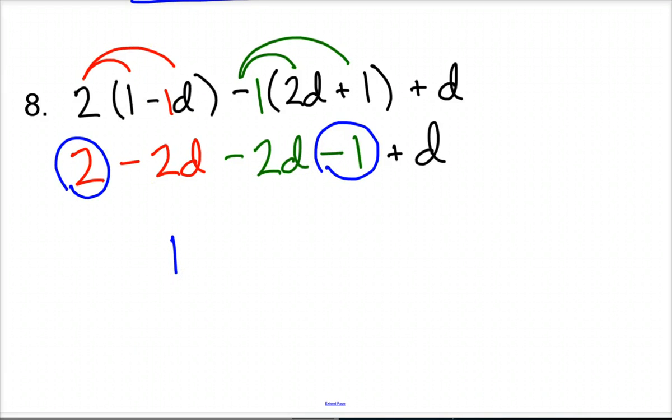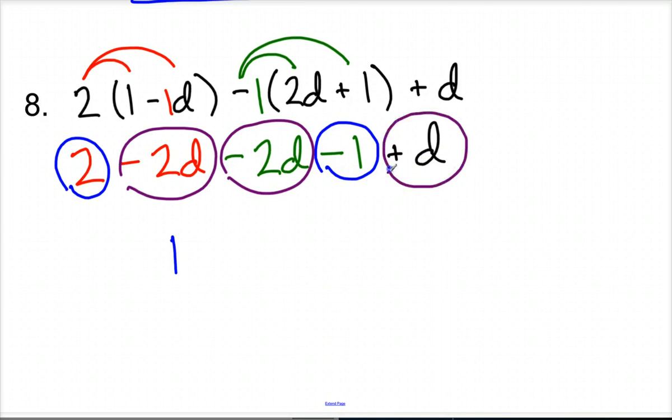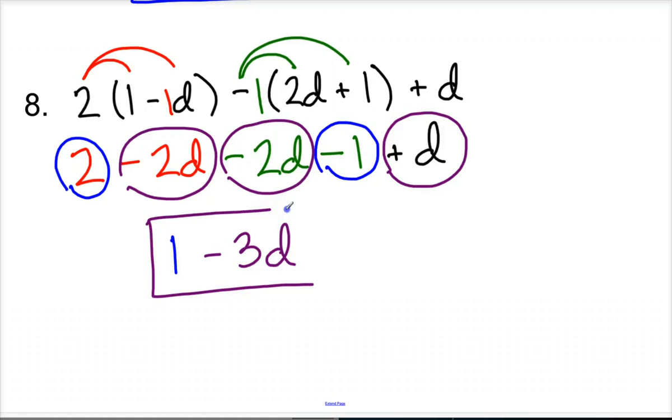And then I have a lot of d's in this problem. I have a negative 2d, another negative 2d, so that gives me negative 4d, and then a positive 1d. Negative 4d plus 1d is going to be a minus 3d. So your answer for this problem would be 1 minus 3d.